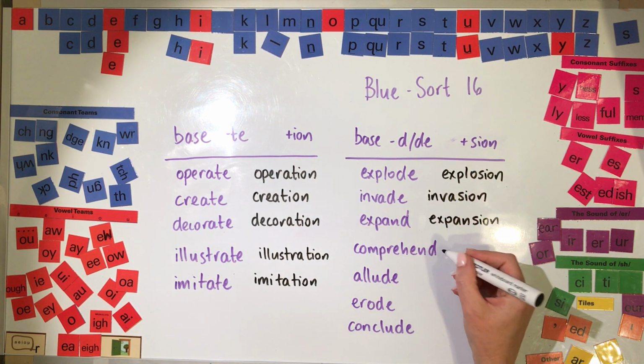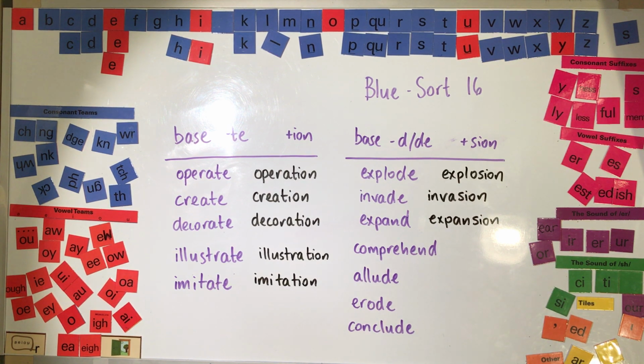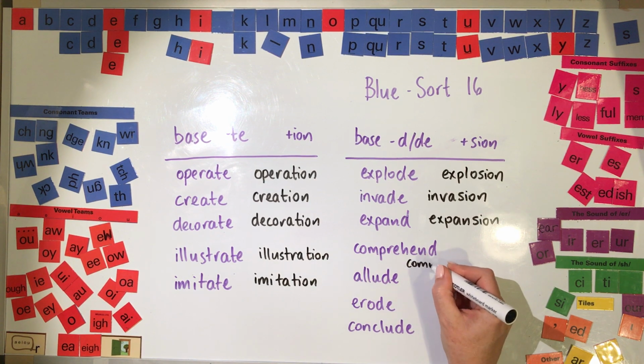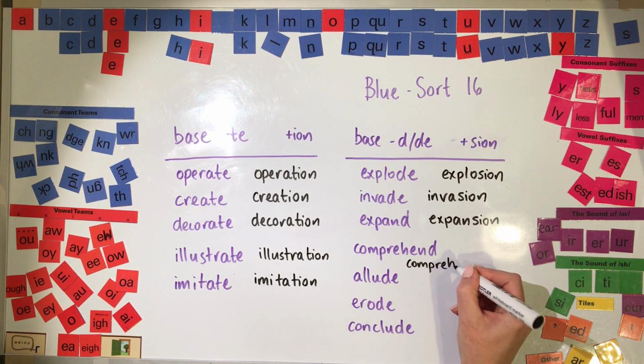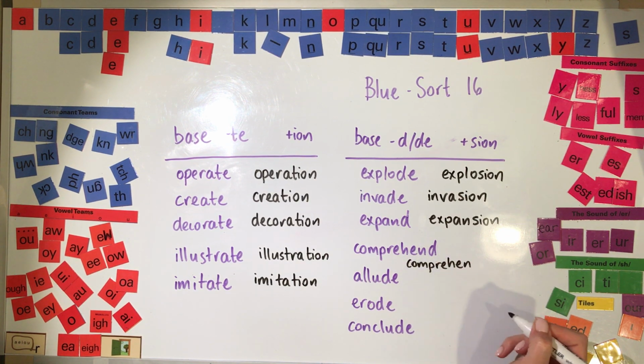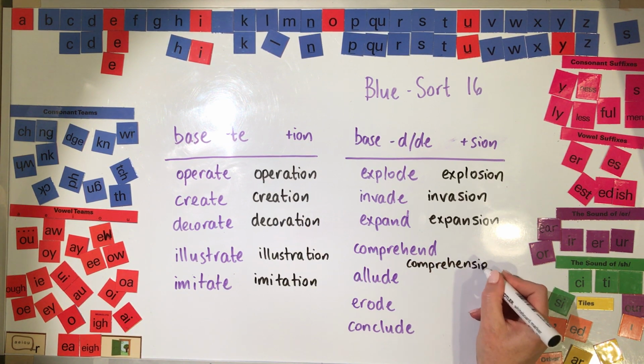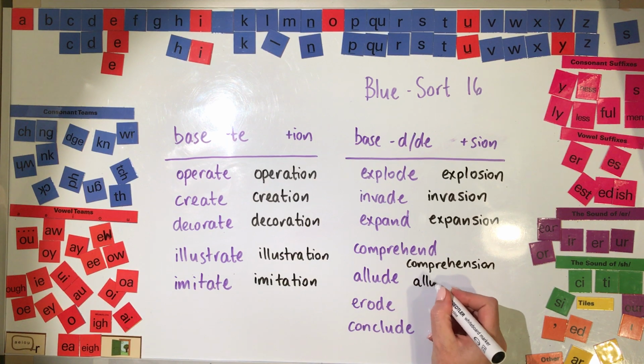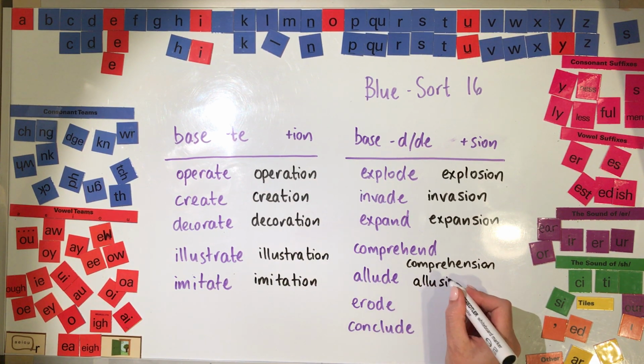added SION. Okay, I'm a bit worried that is going to be in that glary spot. Yeah, I might just tuck comprehension under here. Okay, so we've got comprehend, and I stop at the D and I write SION. Okay, allude, but we don't do the DE and we write SION.